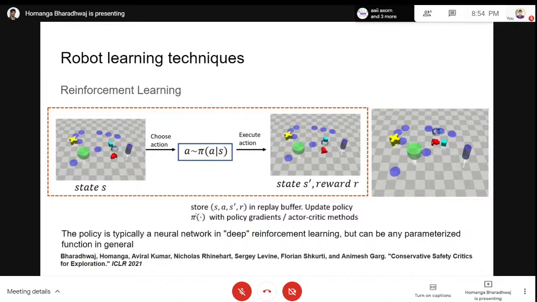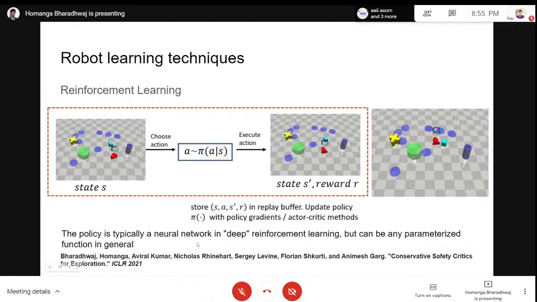And the way the learning works is you store the tuples of the state, the action, the next state, and the reward in what is called the replay buffer. So this is sort of a memory that the agent has. And you use the data in that replay buffer to update the policy. There are different algorithms to do that. Most of them are gradient-based algorithms. So you take the gradients of the sum of rewards that you accumulate in your data batch and update the policy based on those gradients using gradient descent. So that is how the basic setup of reinforcement learning works.